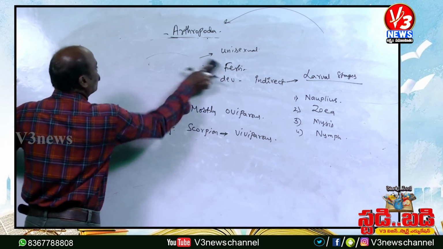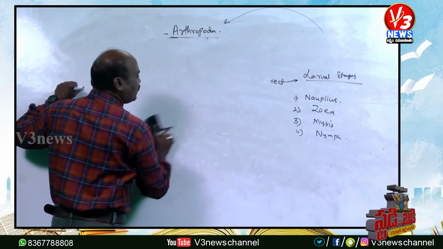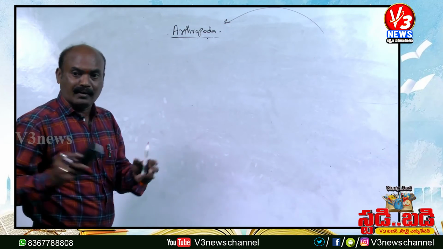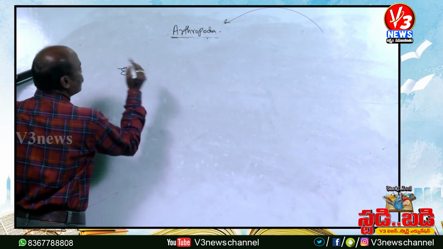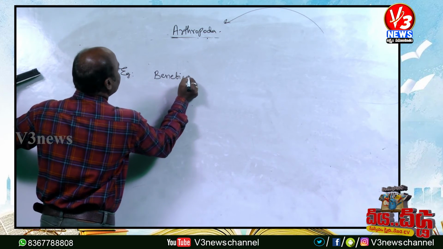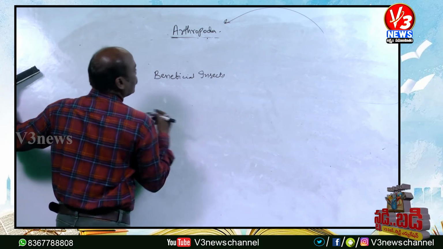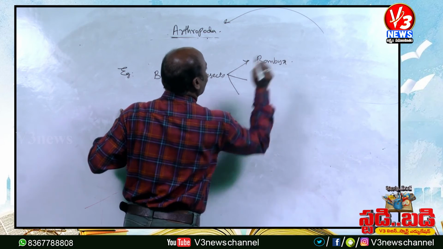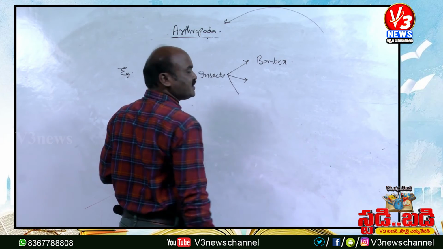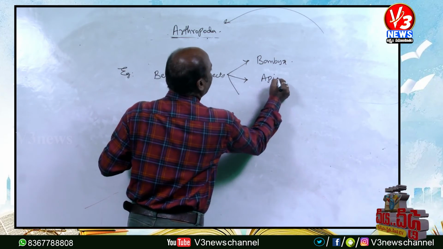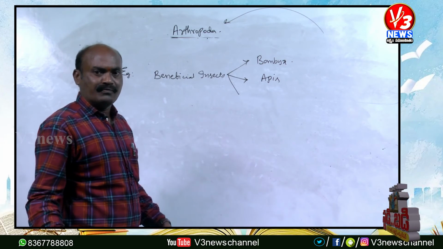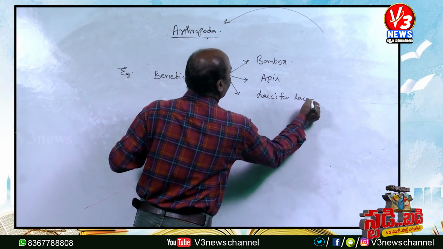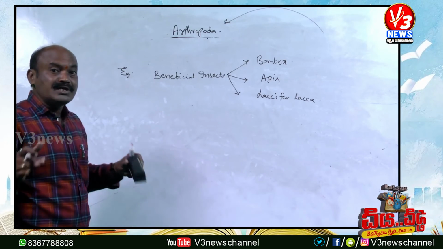So now coming to examples. Very important examples are there. You can be asked one example from this phylum Arthropoda every time. Some are beneficial insects. The beneficial insects are silkworm, commonly called Bombyx mori, and honeybee: Apis indica, Apis dorsata, Apis mellifera, etc. One is a lac insect, Laccifer lacca. These are beneficial to human beings.